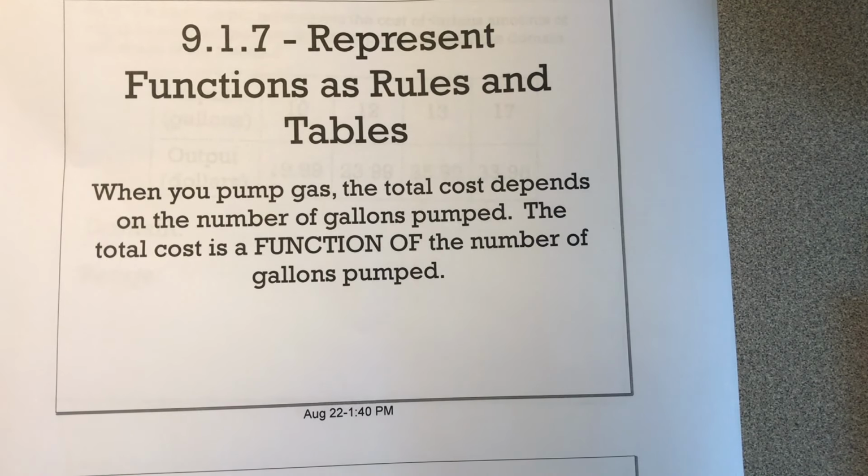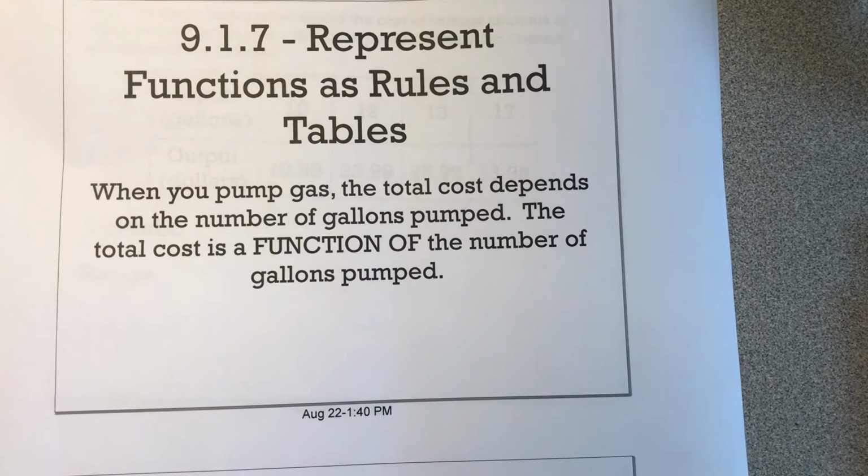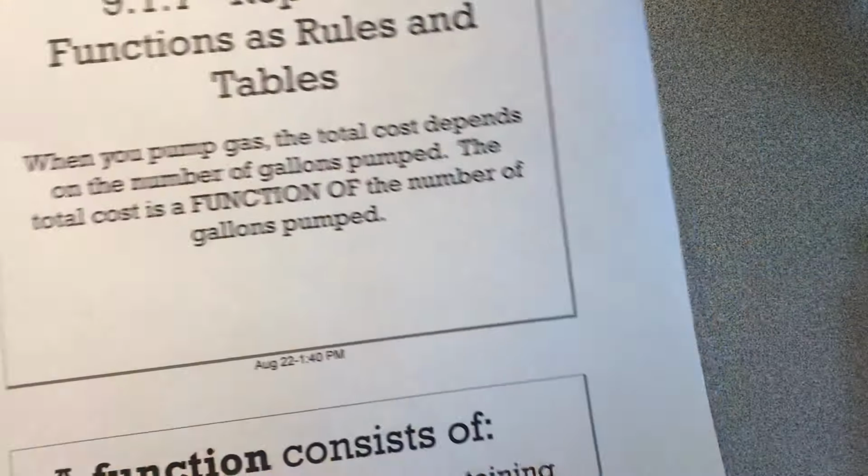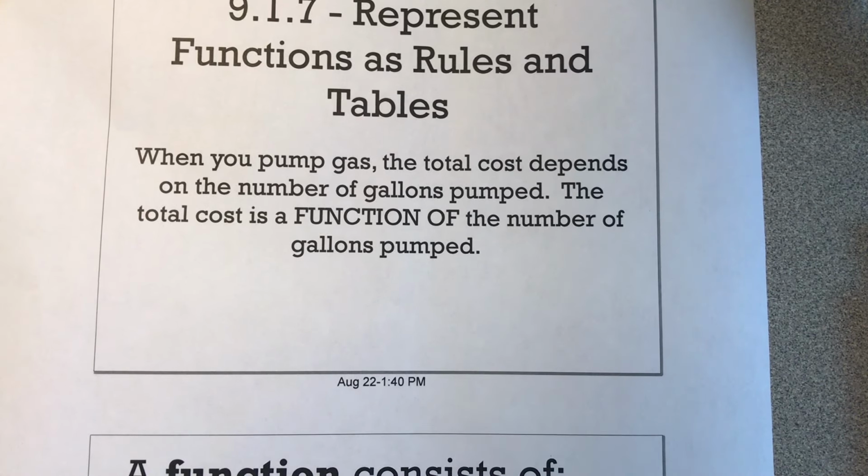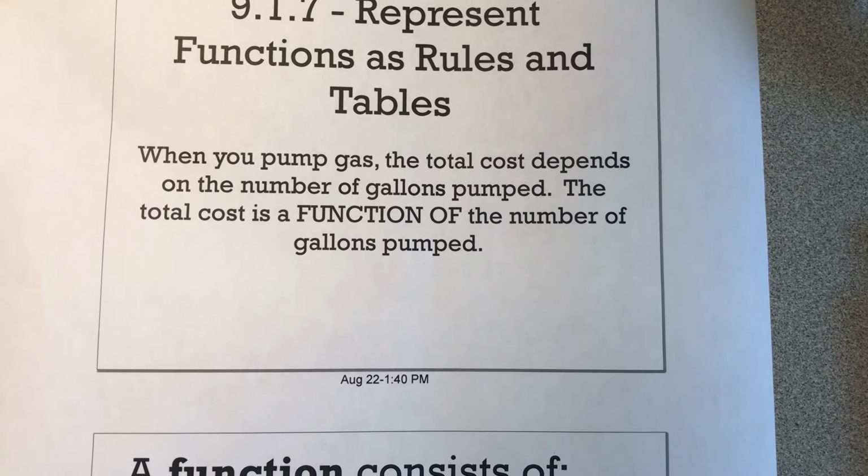Okay, today we're going to talk about how to represent functions as a rule and a table. So this first little slide says, when you pump gas, the total cost depends on the number of gallons pumped. The total cost is a function of the number of gallons pumped.